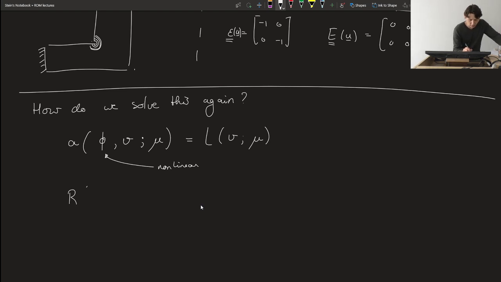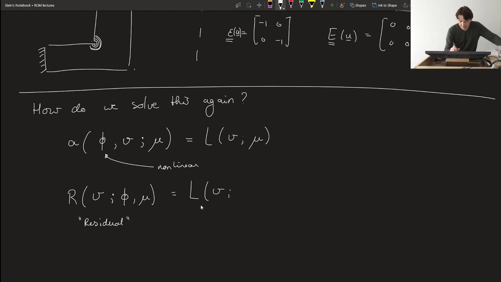And we're going to interpret this residual to be a linear form with respect to v, our test function, for a given solution phi, and in our case also a given parameter point, right? We still always have this parameter variability in there. So this is what we define to be the residual. And we can define this as the right-hand side L, again a linear form with respect to v, minus the left-hand side, which was some nonlinear dependence on phi, but still a linear dependence on v.